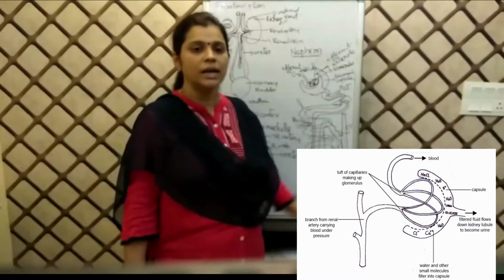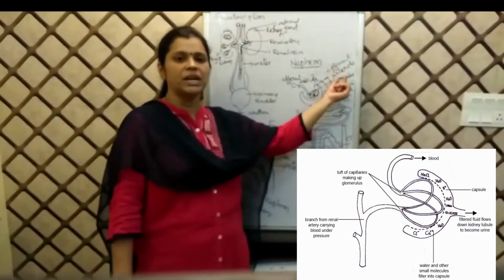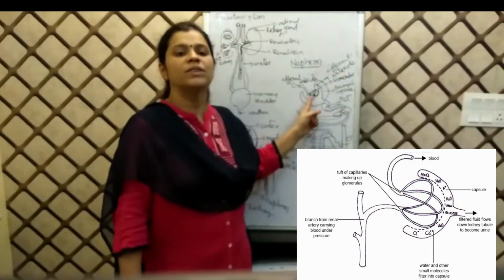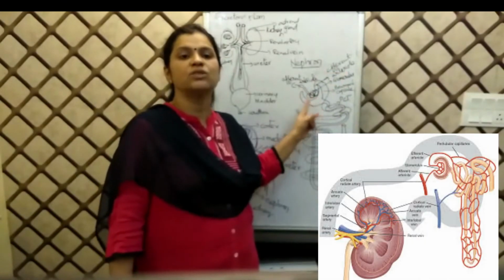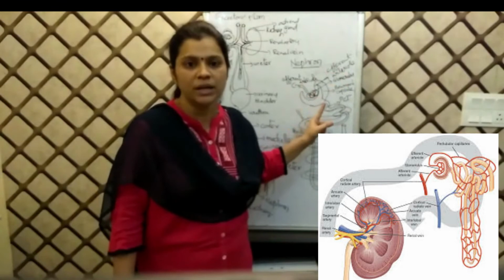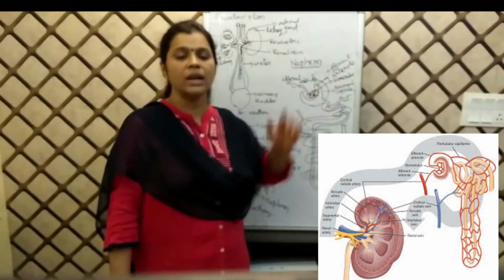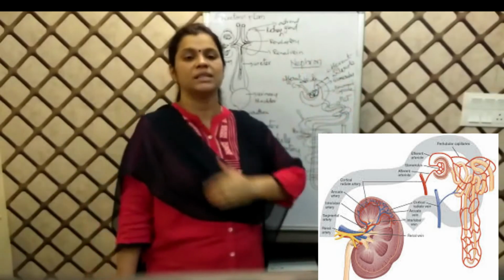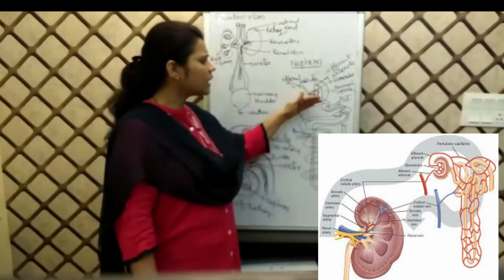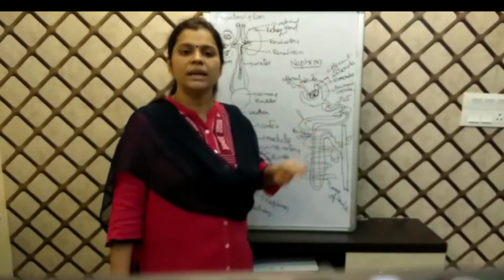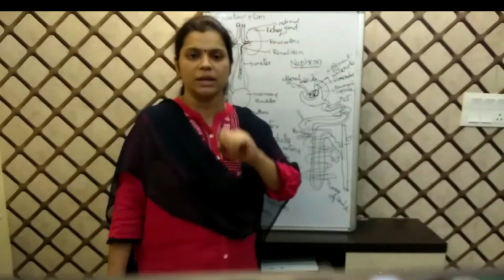Because of this, there exists a pressure upon the blood in the glomerulus, which makes the glomerulus function as a filtration unit, and it works as an ultrafiltration unit where almost all the waste materials are filtered out. Coming to the second part of the nephron structure, we have three important parts.